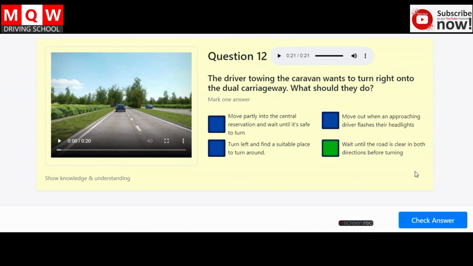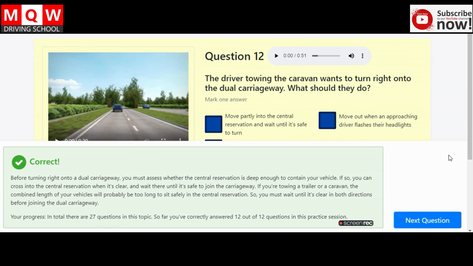Okay, they should not move forward. They can block the road. They should not be flashing. Driver should not flash the lights to invite anybody. And they should not go left because there's no space if they want to go right. So it's better to wait to get clear from both sides. So that's the answer. Okay, now next question.